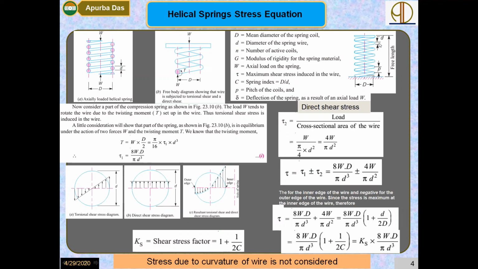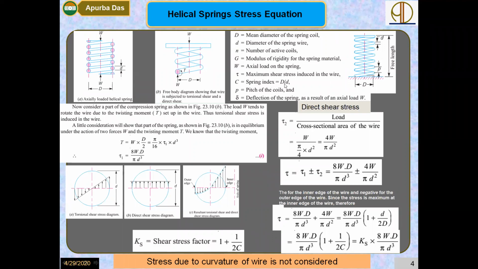Small d is the diameter of the spring wire, N is the number of active turns or active coils, G is the modulus of rigidity of the spring material, W is the load acting in the axial direction, and tau is the maximum shear stress induced in the wire.